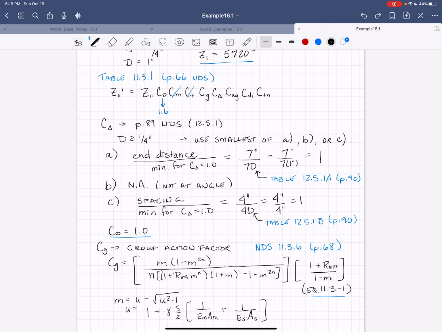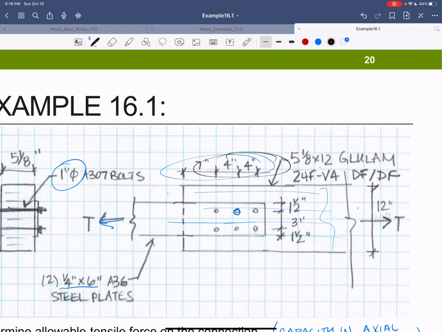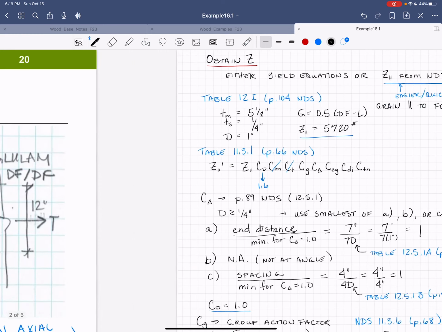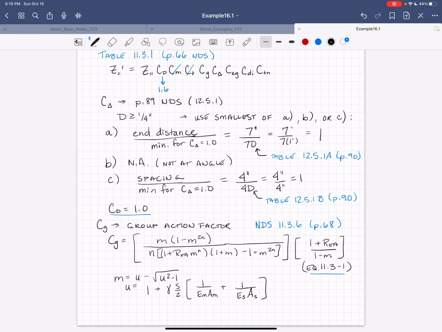Choice C is looking at spacing. They're spaced at 4 inches, right? So 7 was the end distance. These are the spacing. Bolt spacing is 4 inches. If I look in the table, it happens that 4D is the minimum for C delta equals 1. So 4 over 4, and this one's also 1. So all my choices were 1, and so the smallest is 1. I have to print this over again because I have that wrong twice. C delta is 1.